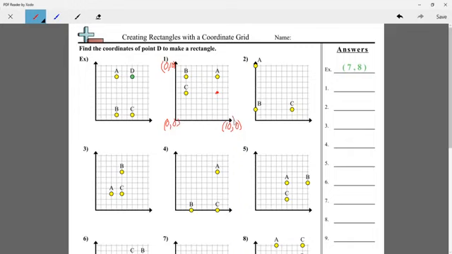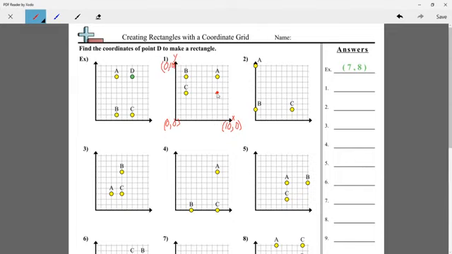Alright. But this is the x-axis, which always goes first. This one is the y-axis, which goes second. So this is 10, 0, because it is 10 on the x-axis, 0 on the y-axis. And this is 0, 10, because it is 0 on the x-axis. It doesn't go right at all. And then it is 10 on the y-axis up here.